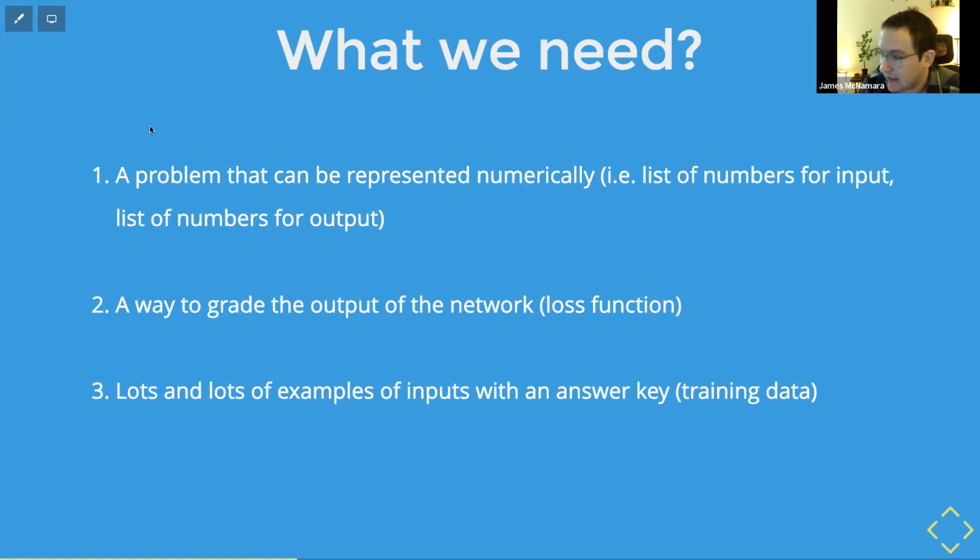And finally, we just need a lot of examples of inputs with the output that we would expect for that. And this is how we are going to actually grade the function. We need to know what we're expecting to grade the network.